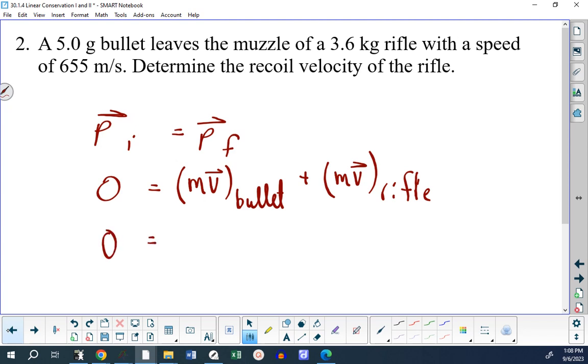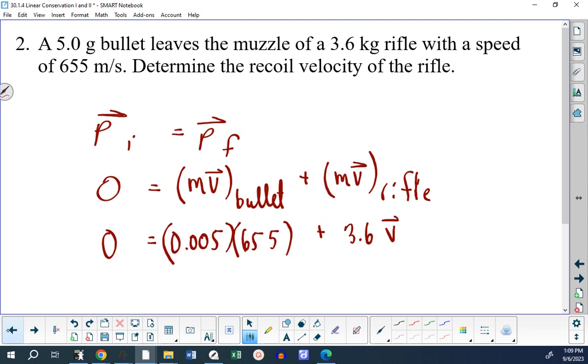0 equals 5 grams, which is 0.005 kilograms. Again, if you haven't had me as a teacher, I think when we're in learning mode, the units can just be confusing. Don't worry about the units as long as you have the right units, kilograms. That's correct, isn't it? 5 divided by 1,000. Okay. The velocity of the bullet, or the speed of the bullet, is 655 meters per second, plus the rifle is 3.6 kilograms times the velocity of the rifle.